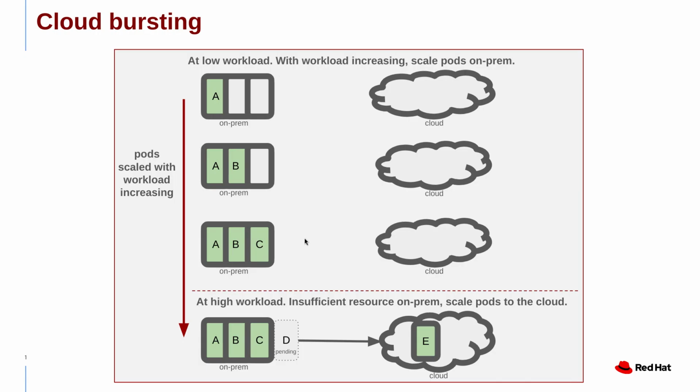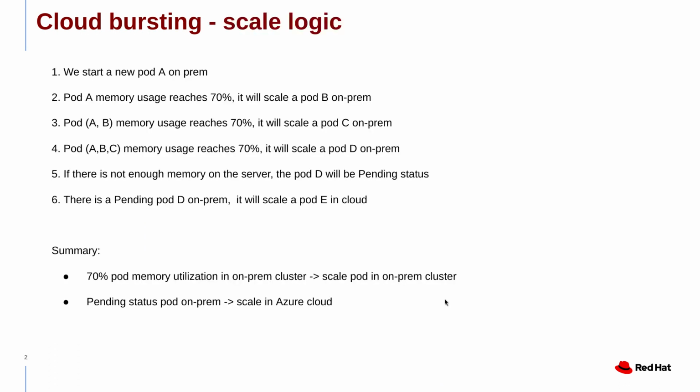Cloud bursting is a configuration which is set up between the on-premise clusters and public clouds to deal with peaks in IT demand. If it reaches 100% of on-premise cluster resource capacity, it will scale the workloads to the public cloud. Just like this picture shows, the pods are scaled with workload increasing, and once it reaches 100% of on-premise cluster resources capacity, the pod will be scaled to the cloud.